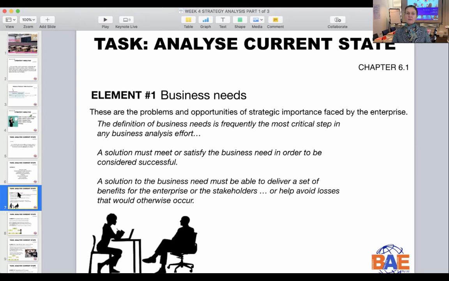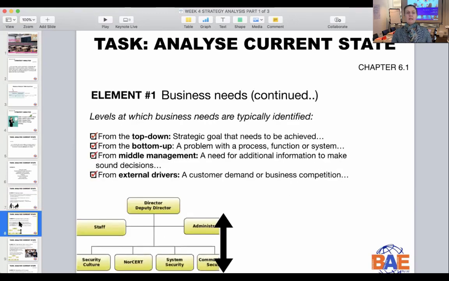So yes, it's very important as a business analyst to make sure that we get to the true business needs before we jump into solving particular business problems. Now, if we look a bit further into this element, there are typically 4 different places where we tend to find business needs. The first is the top-down location, which is when we look at strategic goals that need to be met or achieved by the organization.